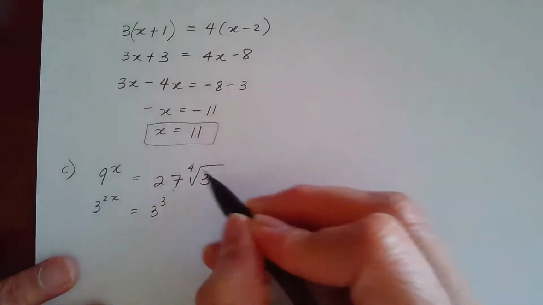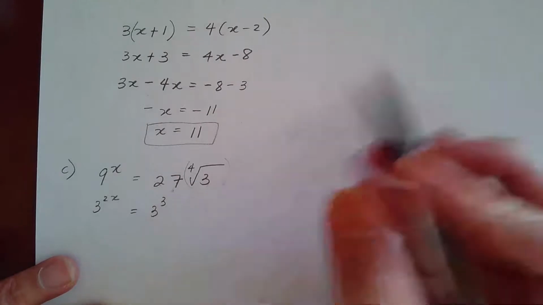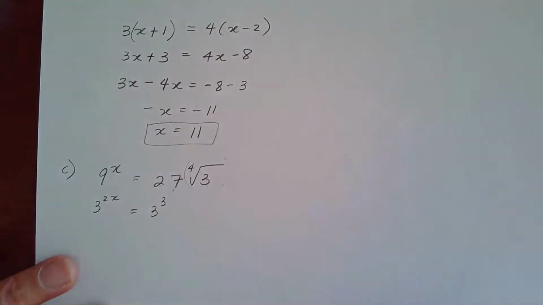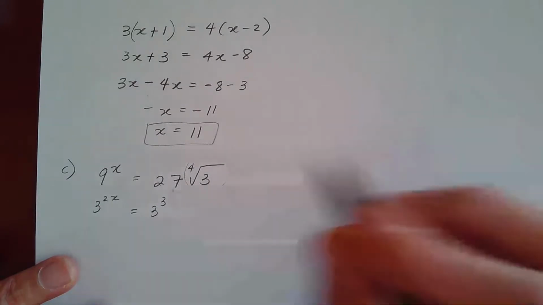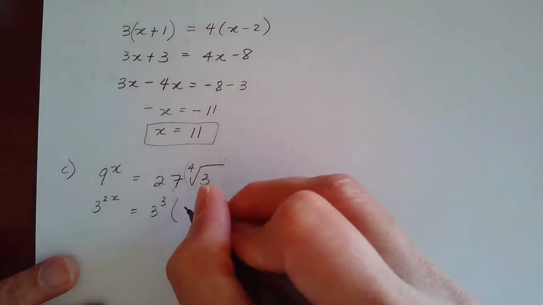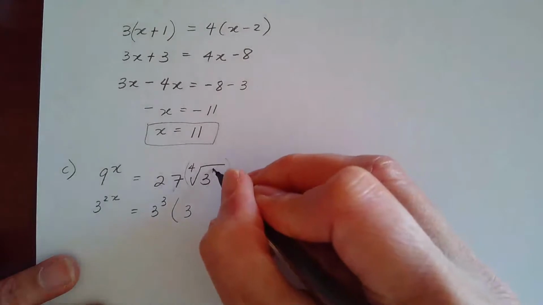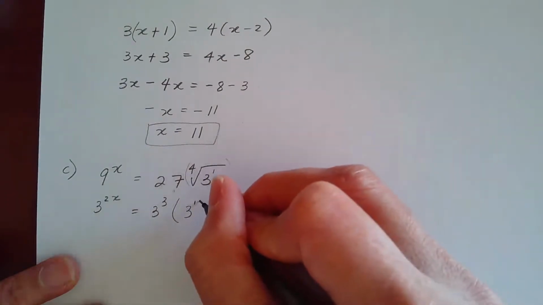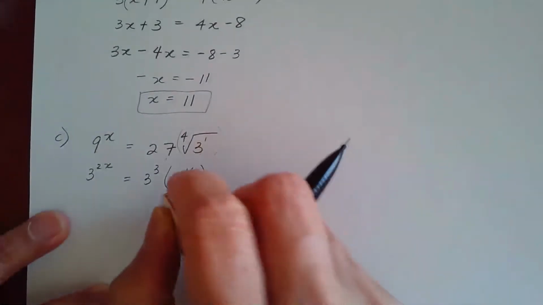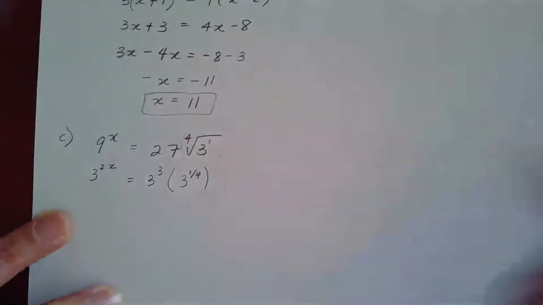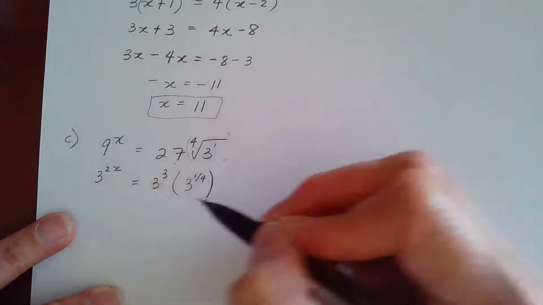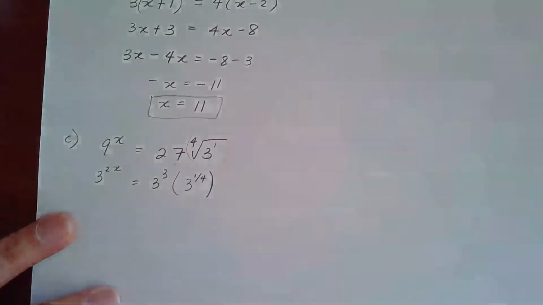Now, what about this one in here? How do we write that as base 3? The radical can be written as an exponent too. So this is the same thing as 3 to the exponent 1, and then the radical is the denominator of the exponent. So the fourth root of 3 is the same thing as 3 to the 1/4.